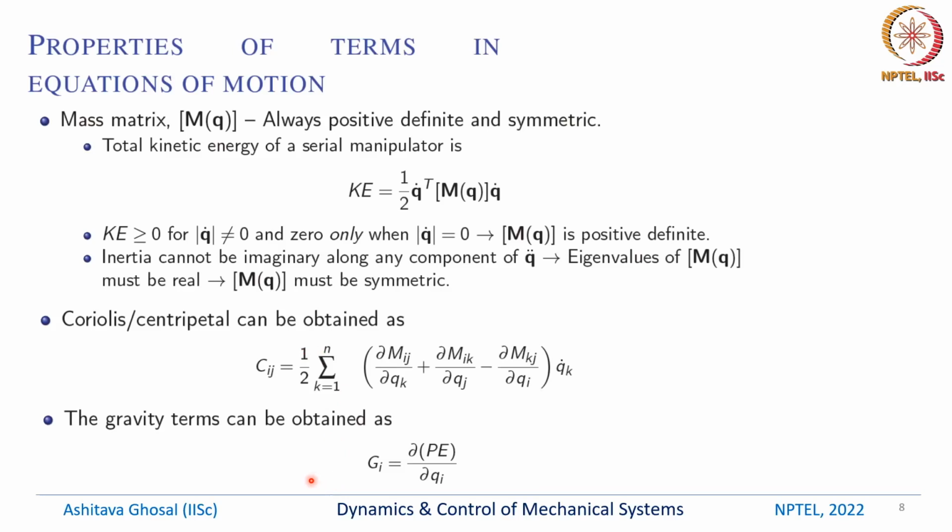The gravity term can be obtained as the partial of potential energy with respect to qi. Remember, gravity is only a function of the position. It is not a function of q dot.